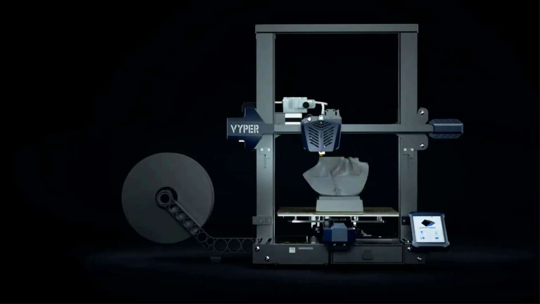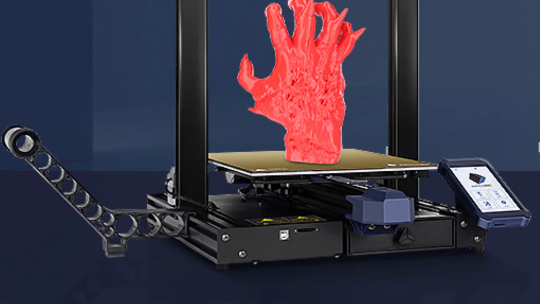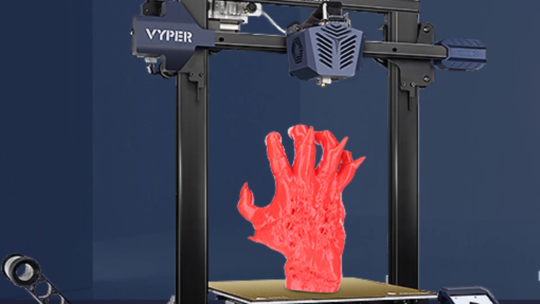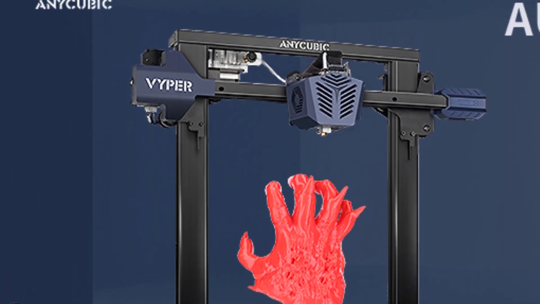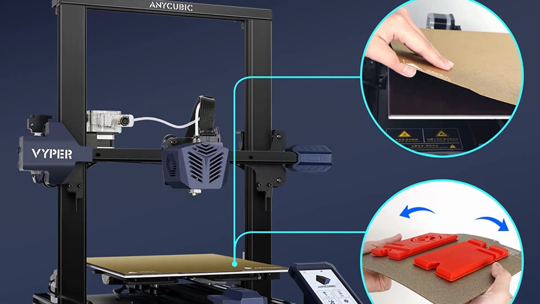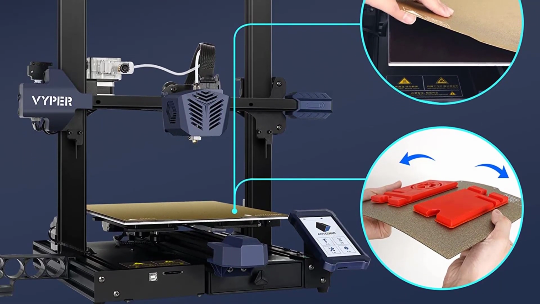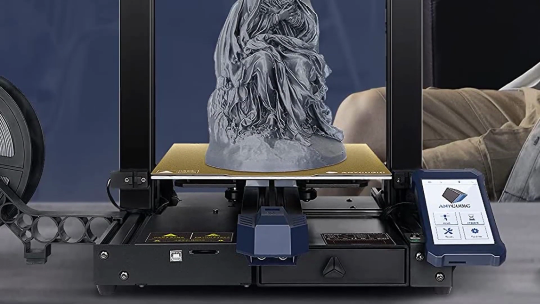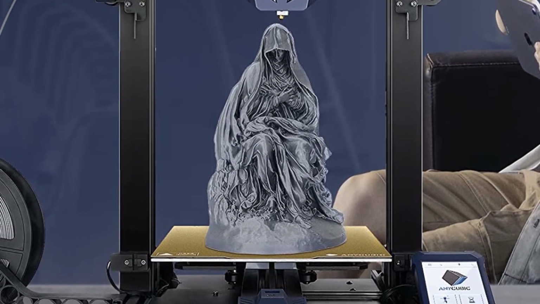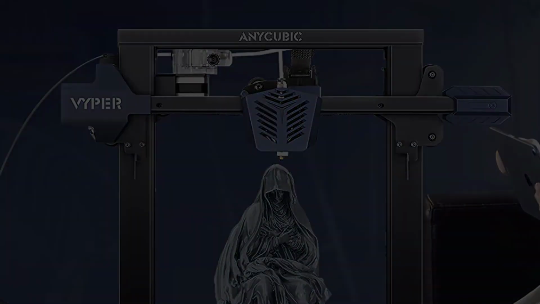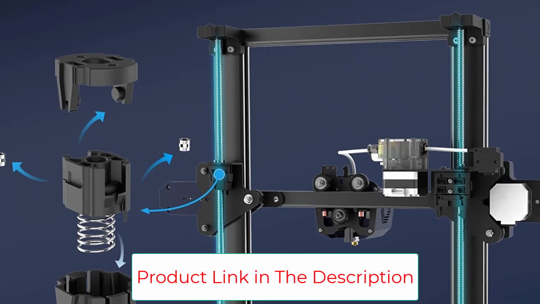TMC2209 silent driver makes the motherboard have both silent printing and precise voltage output control, ensuring more accurate and silent printing. PEI spring steel magnetic platform: the Vyper 3D printer adopted a new platform of a special coating combined with spring steel, which features non-deformation at high temperature, scratch-resistant coating, and easy model removal by bending or popping. Widely compatible with PLA/ABS/PTG/TPU filaments.